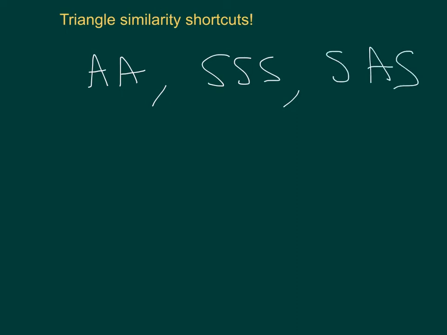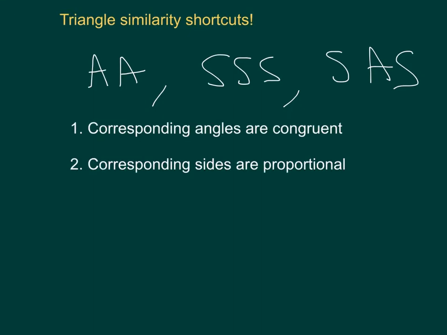So keep in mind the two major concepts between similar figures are, one, that their corresponding angles are all congruent, and two, the corresponding sides are proportional. So the first two shortcuts, angle angle and side side side, when I explain those to you, you'll be able to see right off why they indicate that the two triangles are going to be similar. The side angle side is a little bit trickier, but let's start with angle angle and side side side.